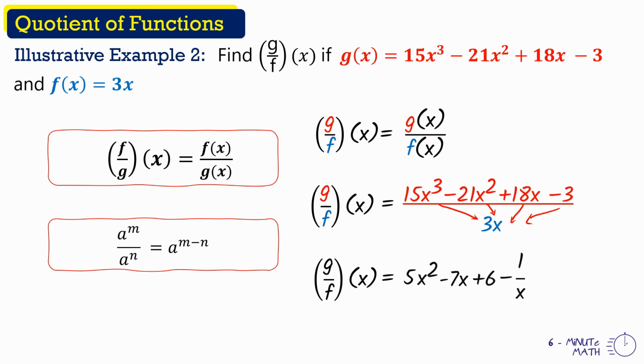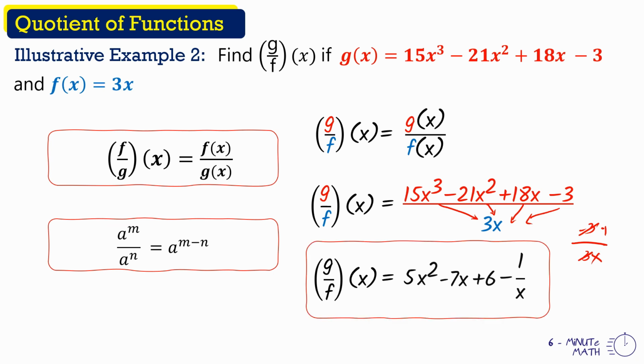negative 1 over x. So, again, dinidivide natin to bawat term. Yung dulo, yung last term natin, kaya siya naging 1 over x kasi pag dinivide natin to, magiging negative 3 over 3x. And then negative 3 divided by positive 3, matitira na lang dito sa numerator is negative 1. And then the denominator is still x. So, the final answer now is 5x squared minus 7x plus 6 minus 1 over x.